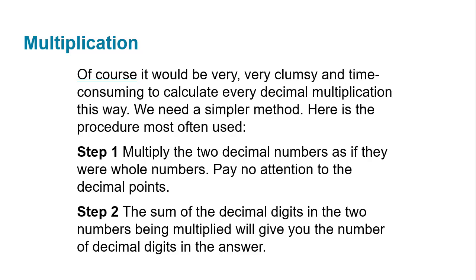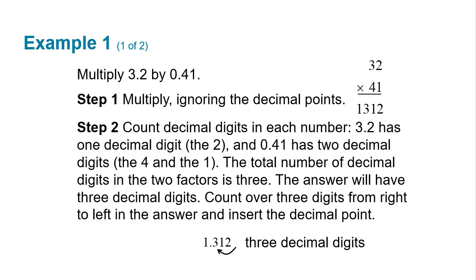The easier way to multiply two decimal numbers is to just treat them as if they were whole numbers. Basically, take the decimals out, do the multiplication, and then bring the decimals back in at the end. And there's a really easy recipe for how this is done. So 3.2 becomes 32, 0.41 becomes 41. We do 32 times 41 using our regular multiplication, adding everything together, and you get 1312.